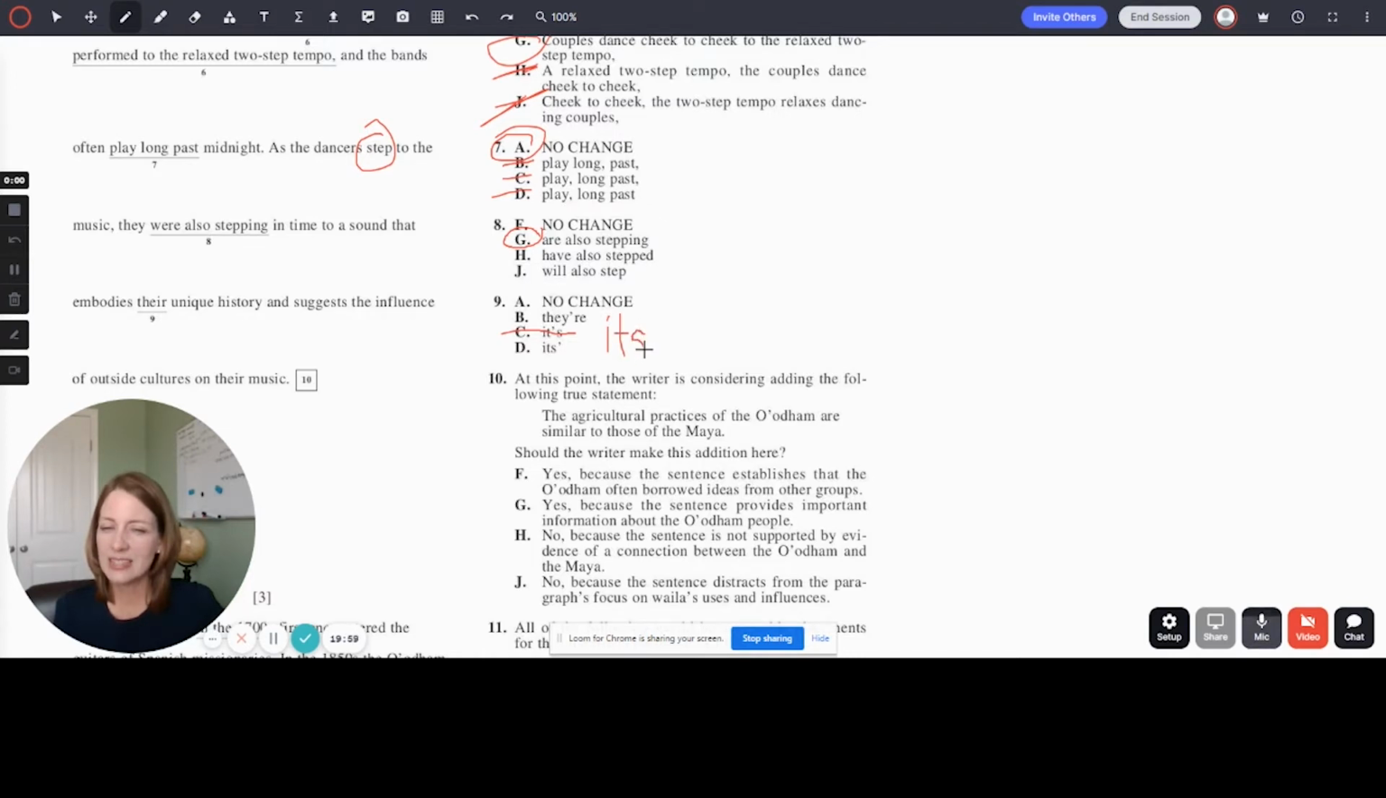Think of it like his. His is a possessive pronoun. Its is a possessive pronoun. It's is a contraction. So when you see this, just think, Miss Head said this is a cruel trick. So I'm either going to have a possessive or a contraction. In time to a sound that embodies they are unique history, no, not they are. Their, it's their history. They are owning. It is a possessive pronoun. Sweet.